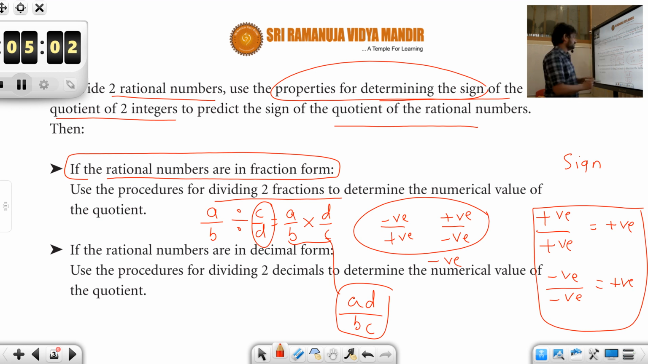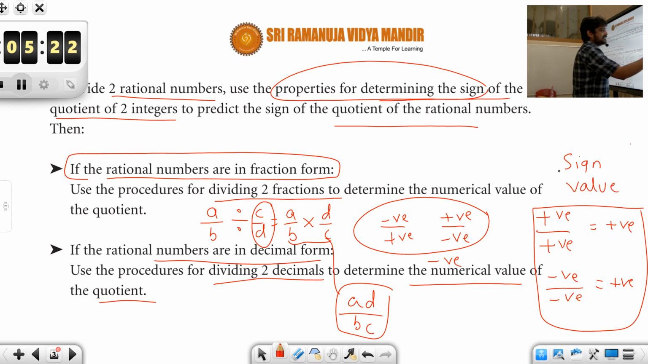The other thing is, if the rational numbers are in decimal form, use the procedures for dividing two decimals to determine the numerical value of the quotient. So there are two things: one is finding the sign, and the other is finding the value.